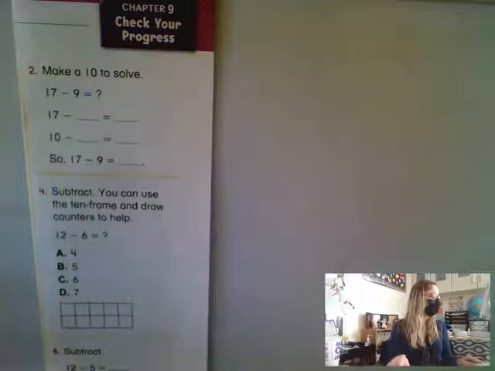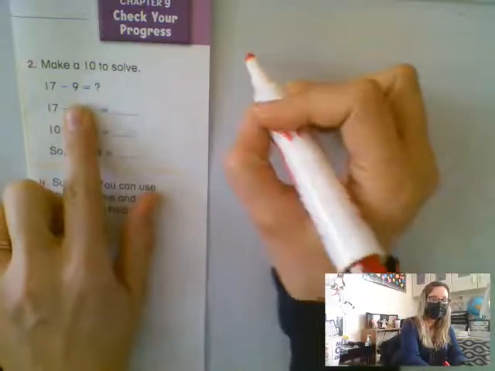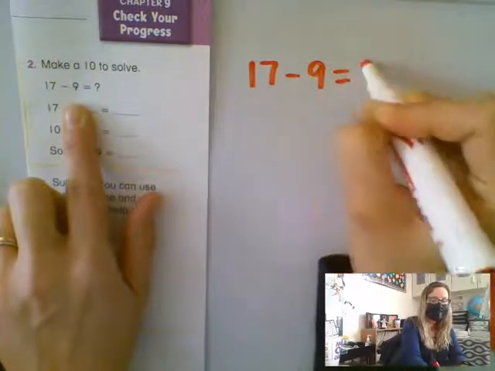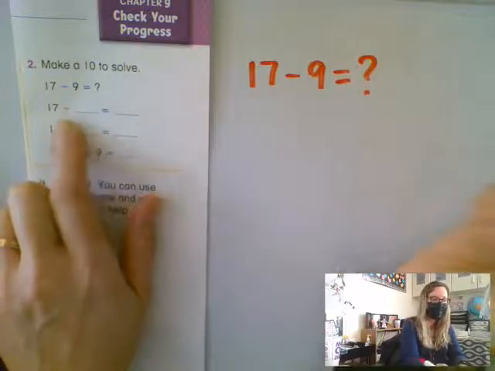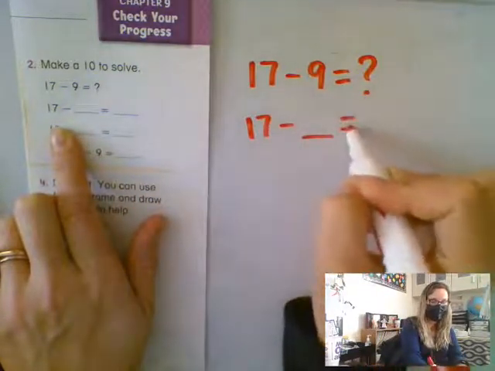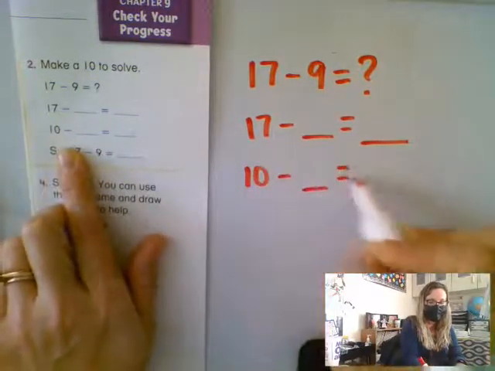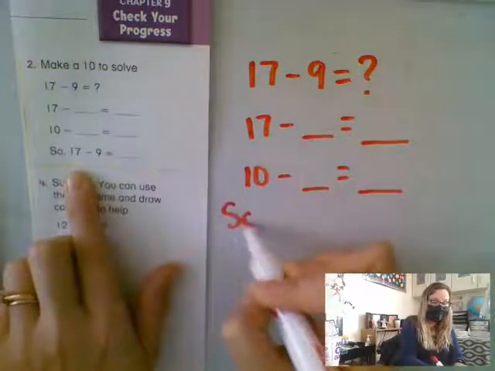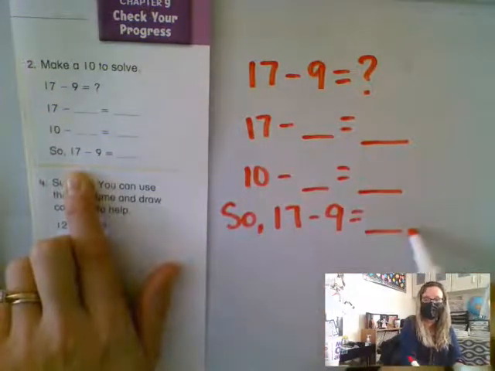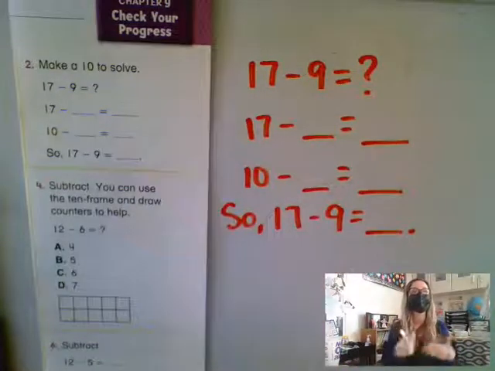Okay? All right, so the next one here says 17 minus 9. So I'm going to write that out. 17 minus 9 equals question mark. And then we have these other problems here. 17 minus some number equals some number. 10 minus some number equals some number. So 17 minus 9 has to equal some number. So it gets a little confusing knowing what to fill in there. So I'm going to remind you.